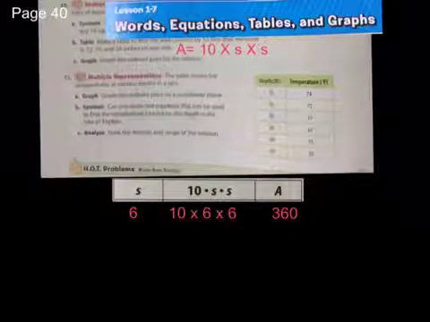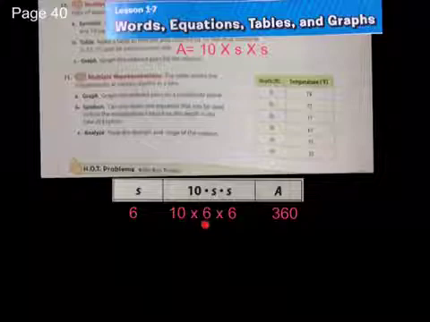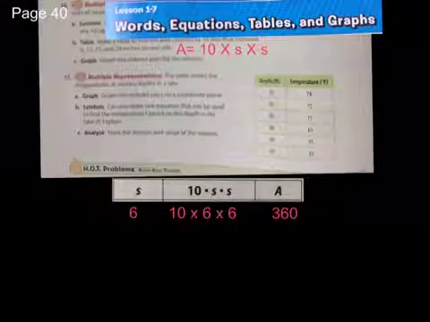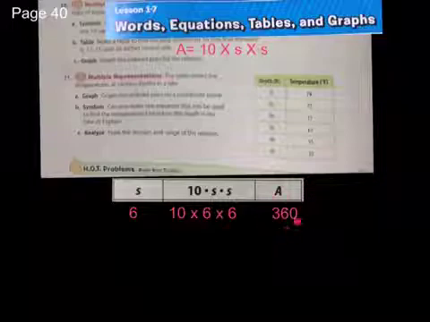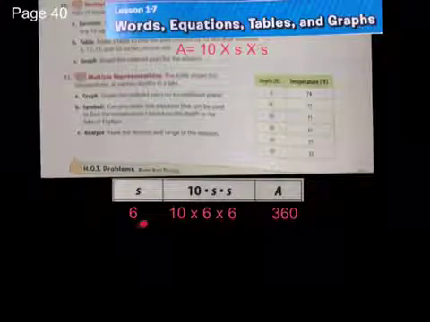So our first size is 6. We have the side 6. To solve for the area, we'll multiply it by 10, which is our constant. Okay, 10 tiles, and the length is 6 and the width is 6. So we multiply 10 times 6 is 60. 60 times 6 is 360. And then we have our first area. That's our area for 10 tiles with sides of 6 inches.